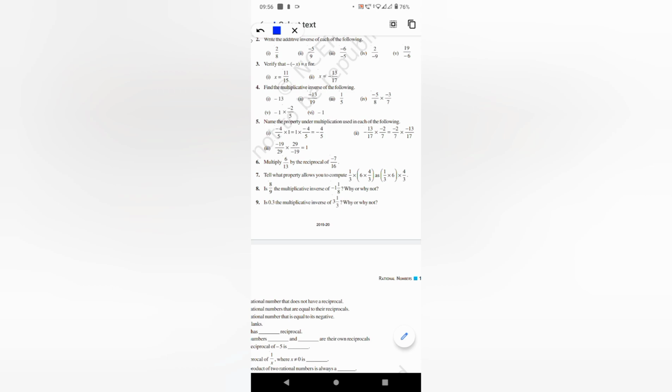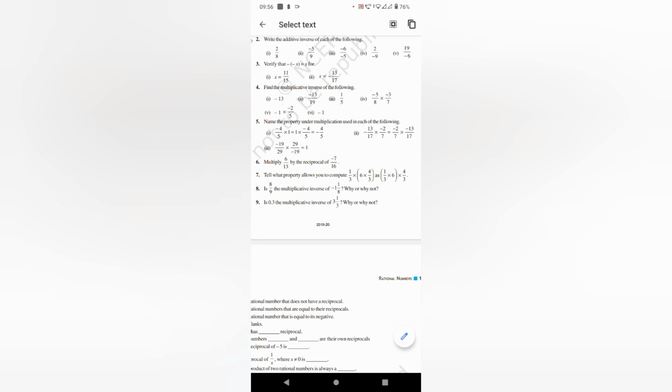Is 0.3 the multiplicative inverse of 3 1 by 3? We need to convert it to improper. 3 3 is 9, and then we add 1, it becomes 10 by 3. Yes, the reason is when we convert the mixed fraction to improper, this makes it true.